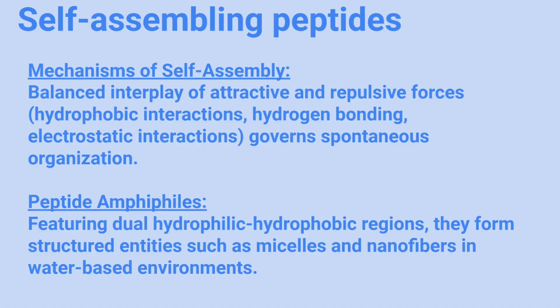Now let's see the peptide amphiphiles. It is a subclass of self-assembling peptides, and it possesses both hydrophilic and hydrophobic regions. This dual nature allows them to form organized structures, including micelles and nanofibers, in aqueous environments.